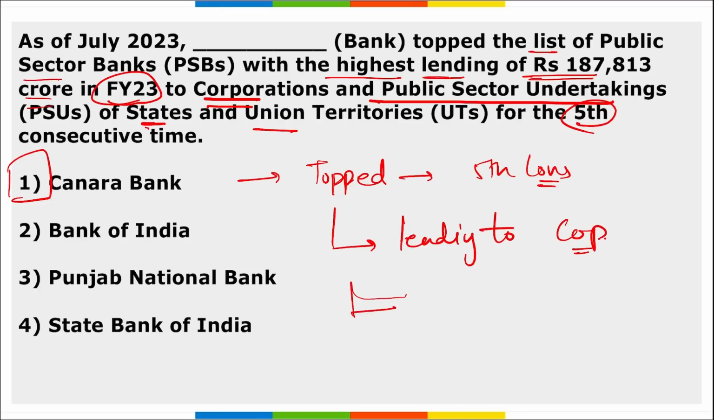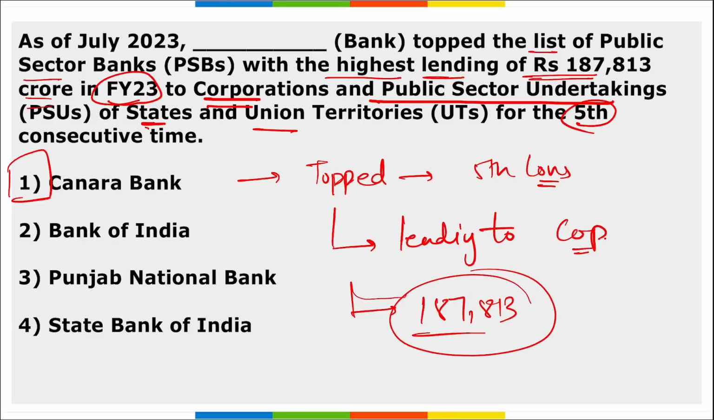So what was the amount that was lent by them? It was 187,813 crore rupees. Correct? This accounts for 45% of all the total lendings in the PSBs in this financial year.